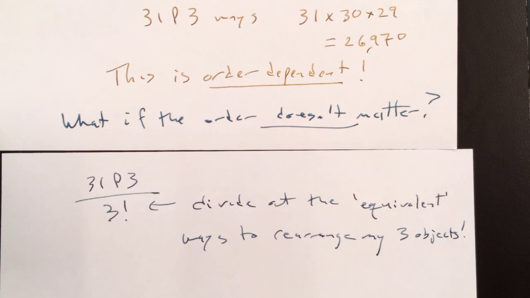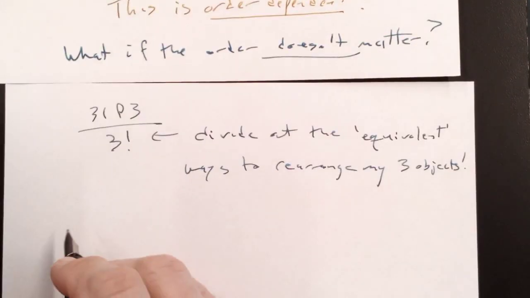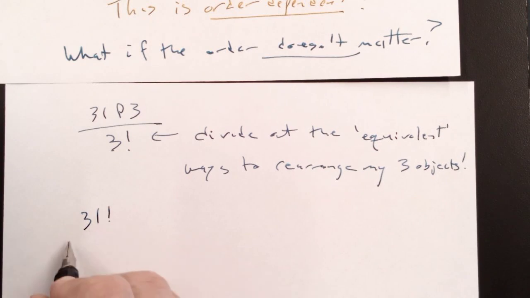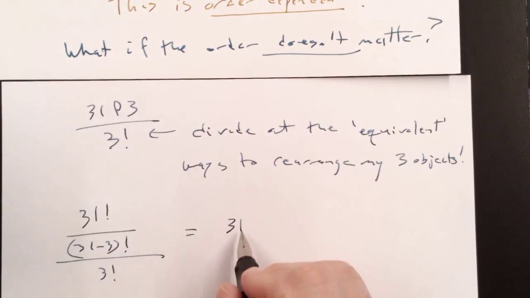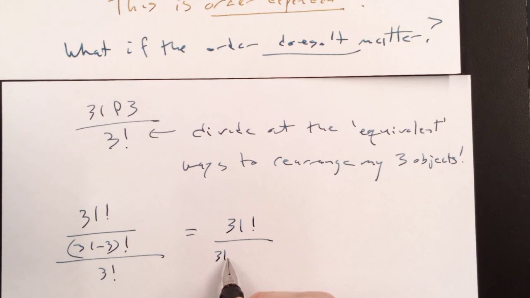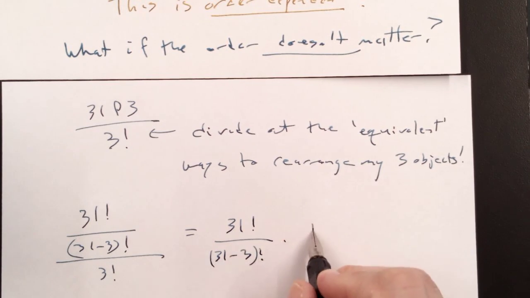Now, our formula for 31P3 was 31 factorial divided by (31 minus 3) factorial. And then I'm dividing that by 3 factorial again. Fractions within fractions make my teeth hurt. I don't want fractions within fractions. That's a cavity. How do I fix that? Take the thing out of the bottom and flip it. Rip it and flip it. 31 factorial, (31 minus 3) factorial, 1 over.